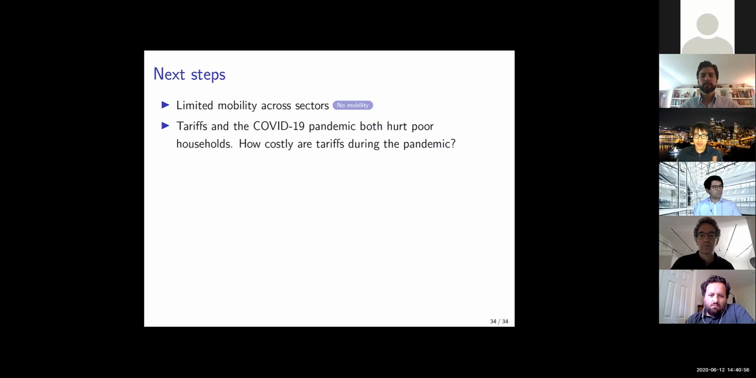And then finally, in the pandemic, you can imagine that poor households and maybe unskilled households are bearing the brunt of the costs of the pandemic. And because tariffs are also hurting similar groups, how costly are these tariffs during regular times versus during the pandemic? That's a work in progress that we have. Okay. All right, great. Thanks, Sean.